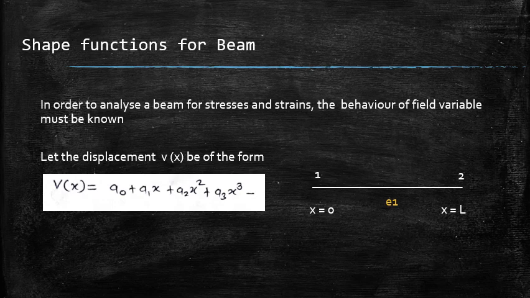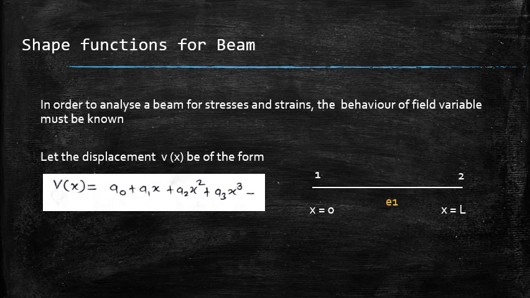Here we place the coordinate system such that the x-axis runs along the length of element and node number 1, local node number 1 is selected as the origin. Therefore, if capital L is length of element, you can see that the variation of x is from 0 at local node number 1 to x is equal to L at local node number 2.